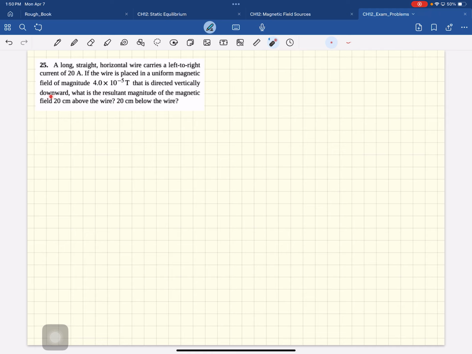That is directed vertically downward. What is the resultant magnitude of the magnetic field 20 centimeters above the wire, 20 centimeters below the wire? We'll just do one part. So a long straight horizontal wire carries a left to right current of 20 amps. So let's find the field below the wire.